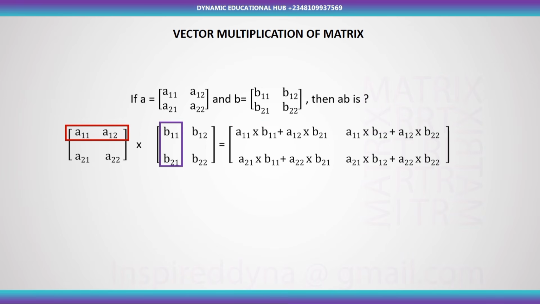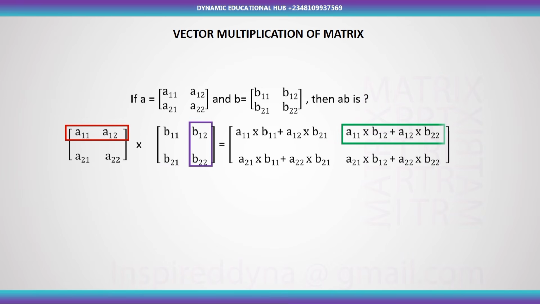After you've done that, still on the first row of the first matrix, you move to the second matrix and shift to the second column, and you multiply the two together again, and that is going to give you A11 multiplied by B12 plus A12 multiplied by B22.